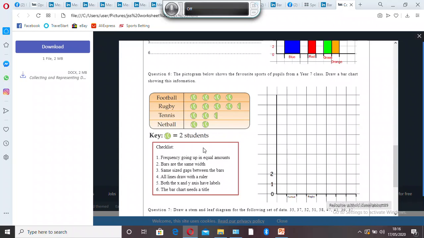They are giving you a guideline in case you don't know how to draw. Just follow the checklist here. Your frequency should go up in equal amounts. Your bars should be of the same width. You remember we treated that in your example. Then your gaps should be equal. The gaps between the bars should be equal. Then your lines should be drawn with a ruler. Just follow the guideline they gave you here and you'll be fine to draw your bar charts.